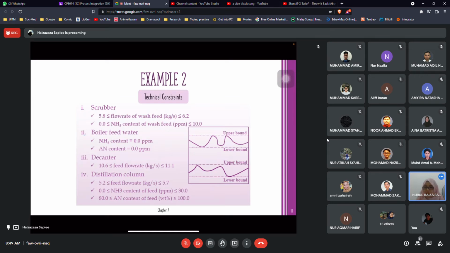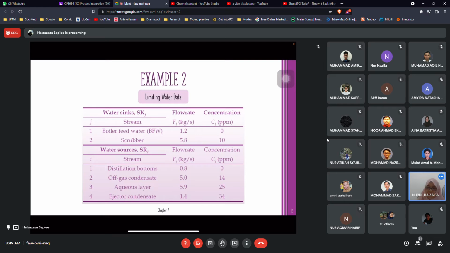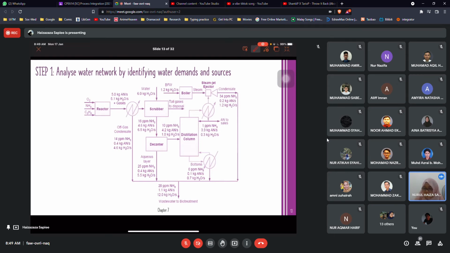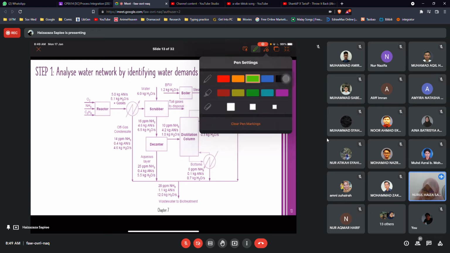Kita tengok last week. What is the flow rate of wash feed? Minimum, maximum. What is the maximum concentration of NH3? Berapa banyak particles can be in your boiler feed water. Ni semua ingat kan daripada last week? Yes, no? Tak ingat sangat? Confused? Okay lah, let's ask questions yang kita mungkin boleh jawab. Saya yakin you guys boleh jawab.